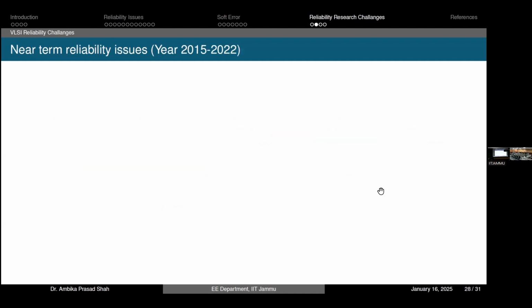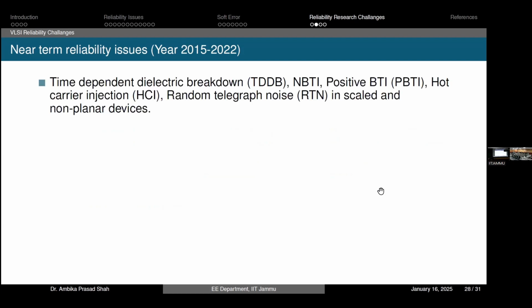Okay, so if you talk about the near-term reliability issues, consider this is 25 now. Okay, fine, it will work. If you think of near-term reliability issues, definitely time-dependent, temporal degradations like TDDB, NBTI, PBTI, SCI, all these are a concern. And not only the planar devices, but also non-planar devices, because nowadays we are moving towards other kinds of devices like cylindrical gate all around and tunnel FETs. So they are non-planar devices.